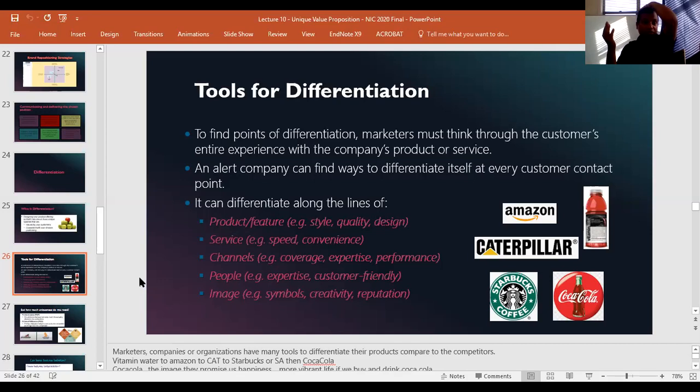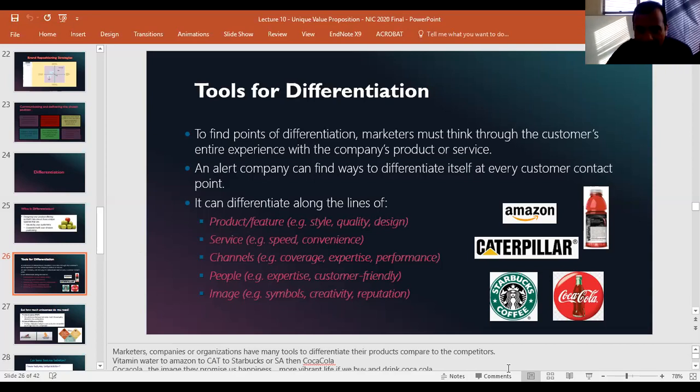If I talk about product and features, it must talk about something like style, quality, and design. Whereas services means speed or convenience, channel means the coverage and the performance, and people means the employees, the executives. Are they customer friendly, or do they have expertise in dealing with customer complaint issues and all? And image is, again, something where a company can position themselves through a proper image, like through a symbol, creativity, and reputation. So I have five different tools, and I have five different examples. Let's go through them one by one.